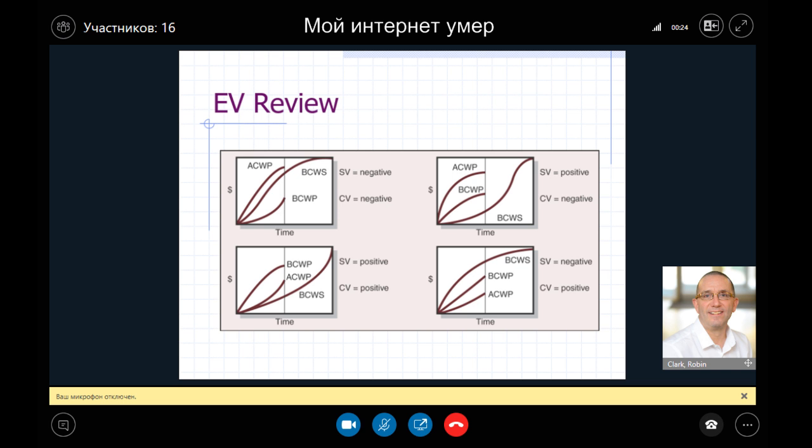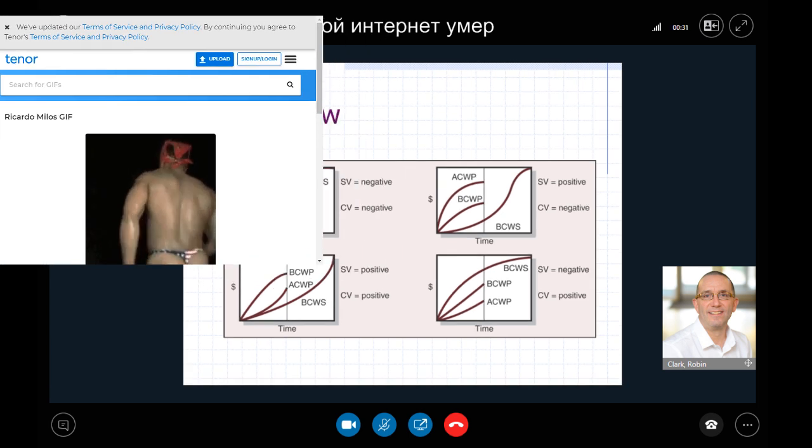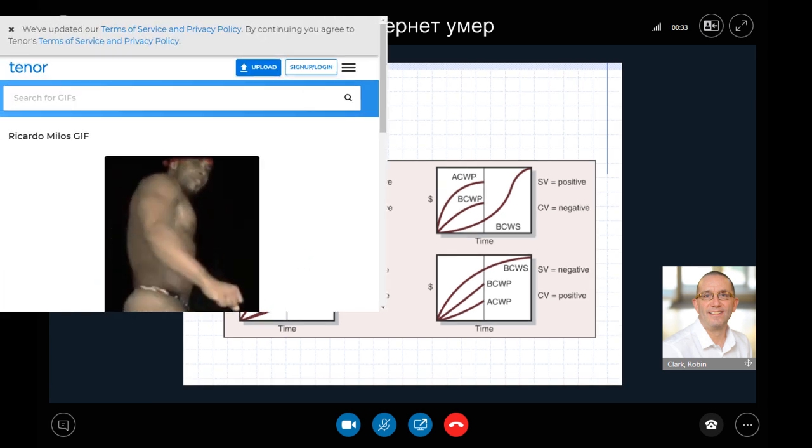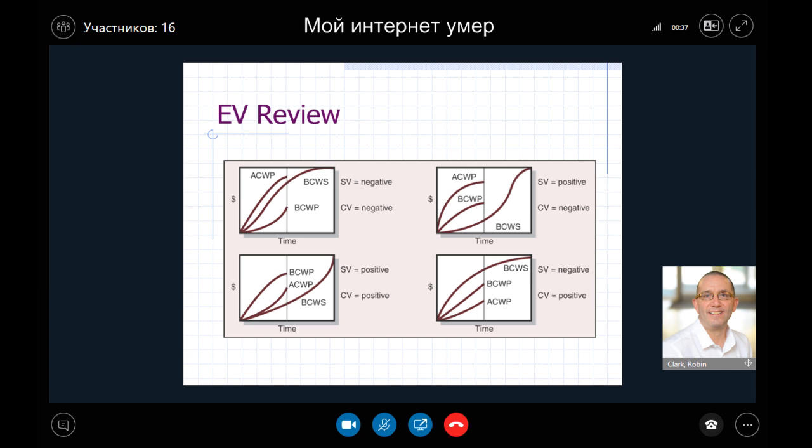If these variances are negative, it means the project is behind, both in terms of schedule and cost. If they're both positive, that's where we really want them to be, because in that particular case, we've got everything moving along on schedule. And then we can sometimes have the situation where one is positive and one is negative.